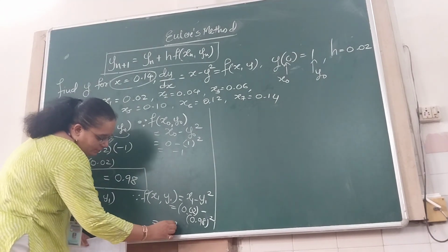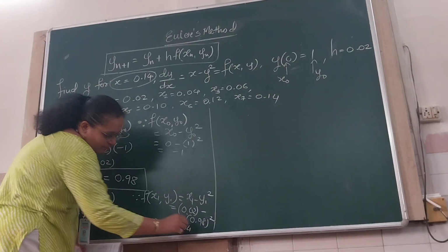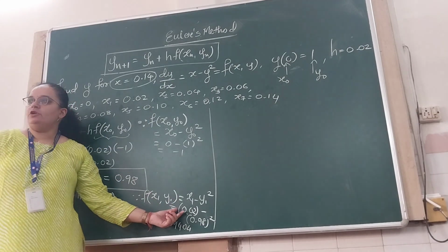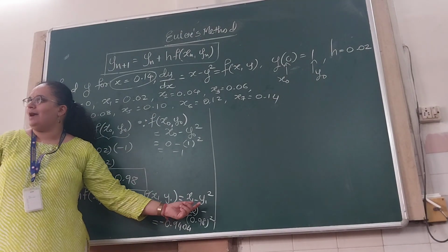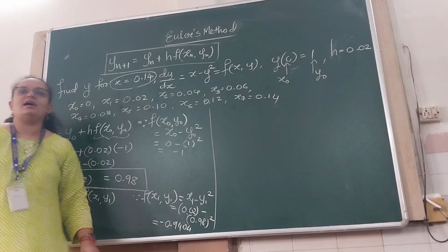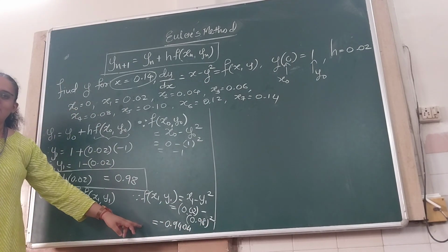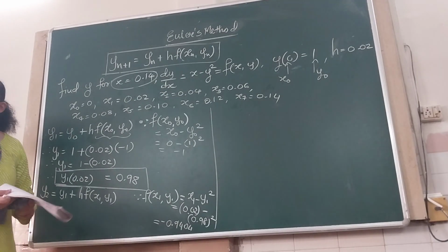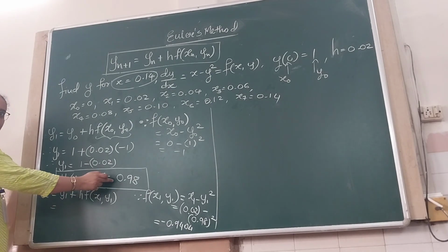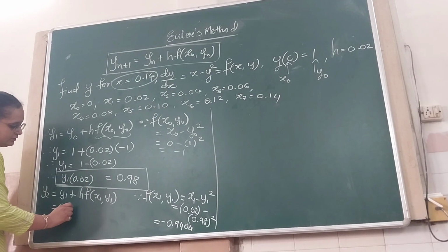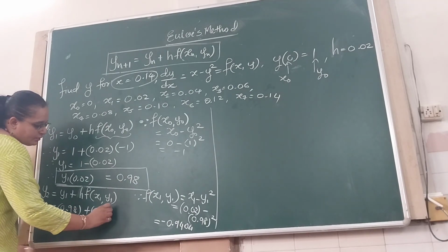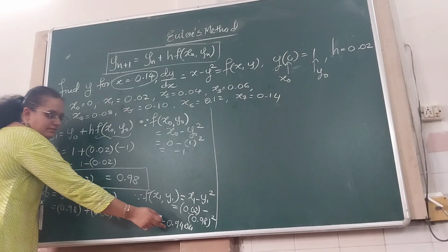Minus 0.9404. What will you do? Bracket 0.02 minus the other bracket 0.98 square. What is the answer? Minus 0.9404. Am I right? Yes. Now substitute here. What is my y1, students? 0.98 plus what is my h? 0.02 into what is my f of x1, y1?